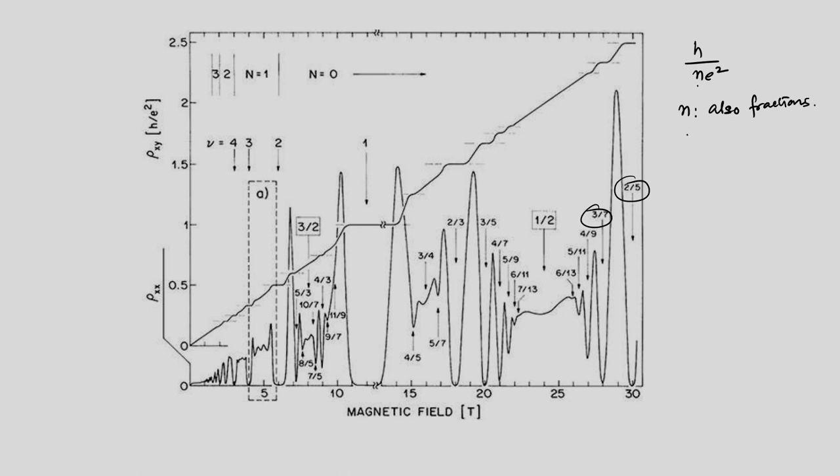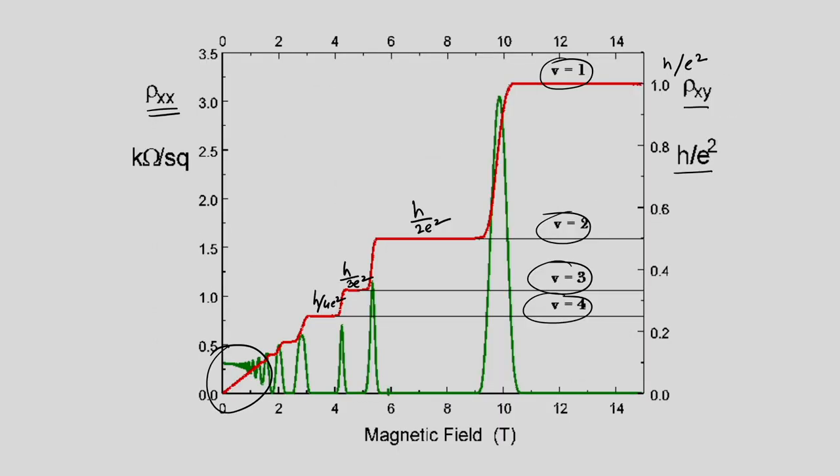However, the physics of the integer quantum Hall effect, when N is an integer, and when N is not an integer and is a fraction, is very different. This is called the fractional quantum Hall effect, and the one that you saw here is called the integer quantum Hall effect. We'll mostly talk about the integer quantum Hall effect, but also we'll touch upon the fractional quantum Hall effect.